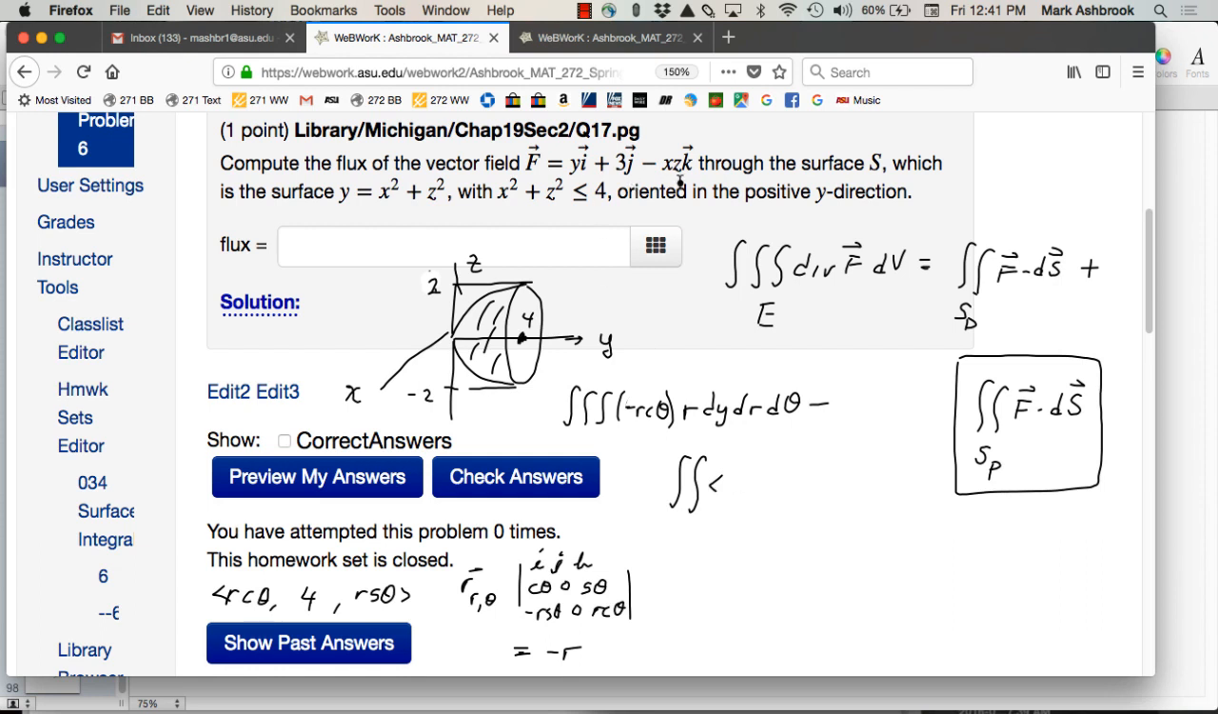So it's going to be y3 minus xz. Y is 4 times 3 minus xz, but it's not going to matter because it's going to be dotted with r in the y component. I'll just write it again: minus xz dot 0, r, 0, dr d theta. So it's going to be 3r, from 0 to 2 and 0 to 2 pi of 3r.